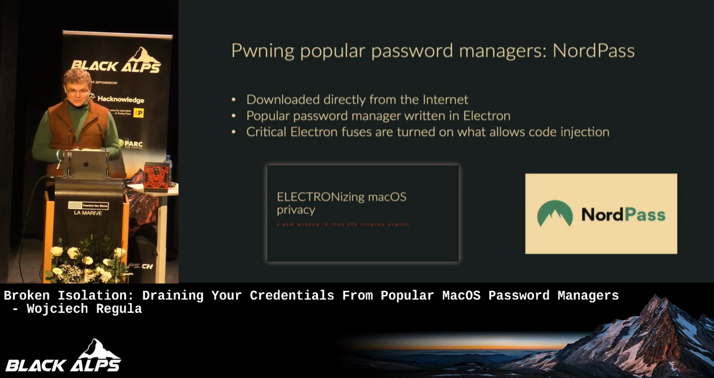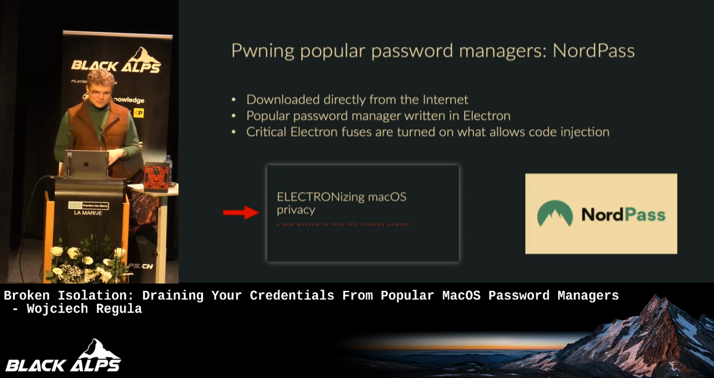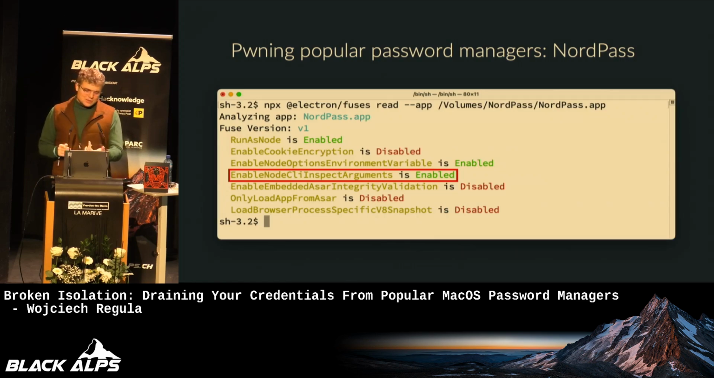This is important, in Electron, so we're changing technology. And critical Electron fuses are turned on, which allows code injection. That's bad. My last DEF CON talk was about Electronizing macOS privacy, so I wrote an open source tool that auto-exploits Electron applications. If you want to reproduce it, just download the tool and it will guide you. But how can we see if the Electron fuses, like custom debugging features for Electron, are turned on? Just run npx @electron/fuses, you read the application and you will get information that the enable Node CLI inspect arguments fuse is turned on.